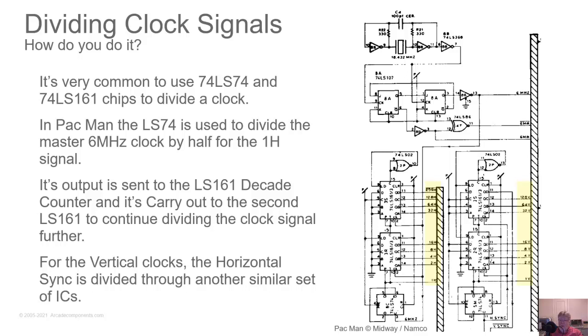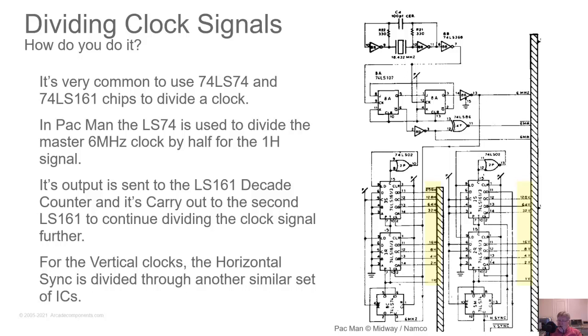So the 74LS74 divides that 6 megahertz clock down to 3, and then sends that output up to the LS161, which divides it again by half, again by half, again by half, again by half. Then its overflow, its carry out, goes to the second LS161 to continue dividing it further. And for the vertical clocks, they're going to use the horizontal sync to divide that out.